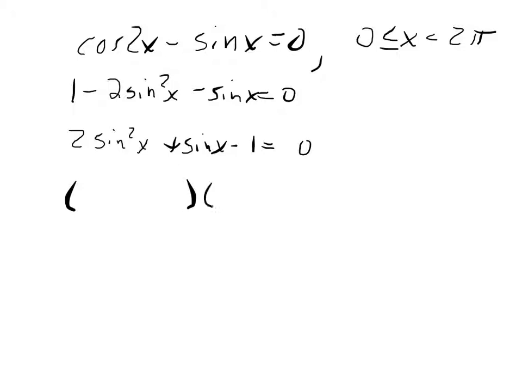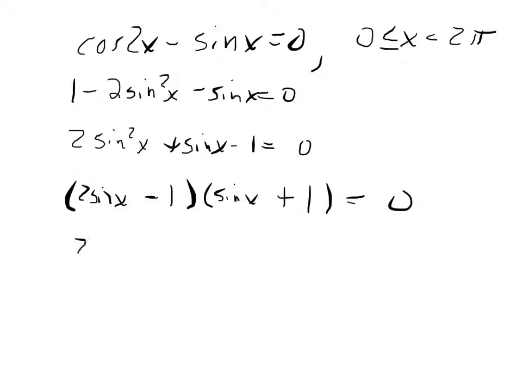I'm going to factor for a 2 sine x and a sine x. My only factors of 1 are 1 and 1. I need to get a plus sine x, and so a negative sine x and a plus 2 sine x will give me a plus sine x. Negative 1 times 1 gives me a negative 1. 2 sine x times sine x gives me, indeed, 2 sine squared x.